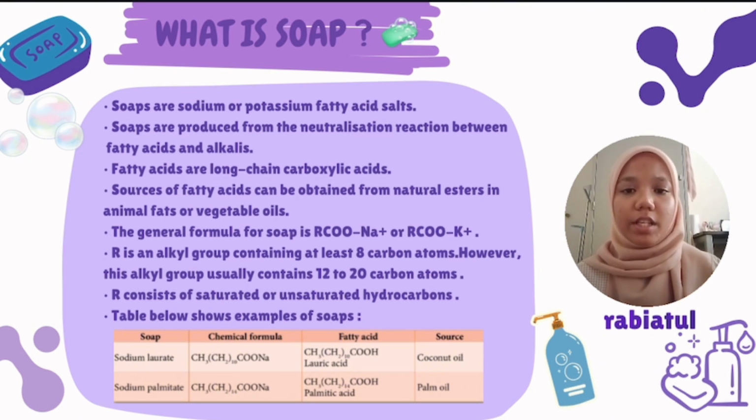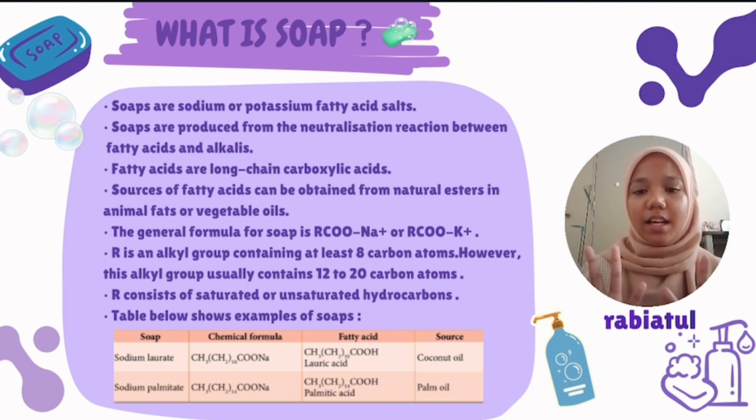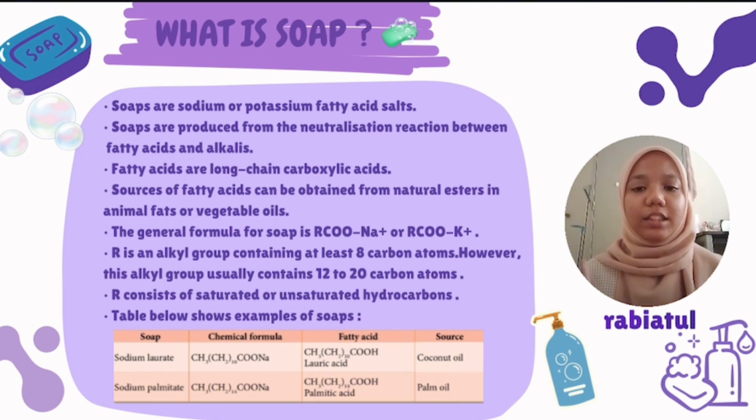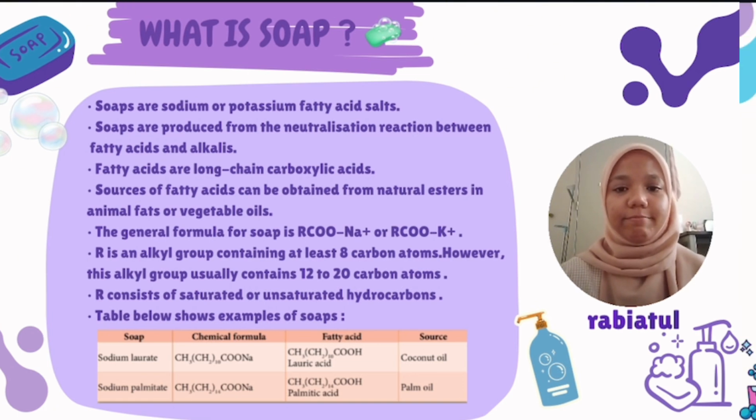The general formula for soap is RCOO-Na+ or RCOO-K+. R is an alkyl group usually containing at least 8 carbon atoms. However, this alkyl group usually contains 12 to 20 carbon atoms. R consists of saturated or unsaturated hydrocarbons. Two examples of soap are sodium laurate and sodium palmitate.